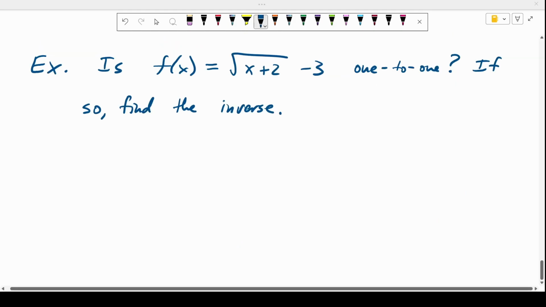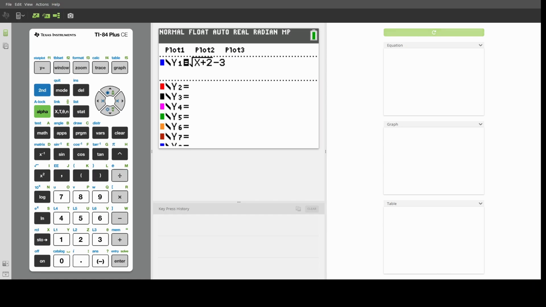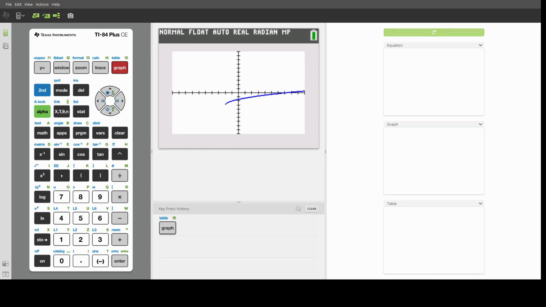Here's another question. Is f of x equals the square root of x plus 2, minus 3, 1 to 1? In other words, does it have an inverse? And if so, find the inverse. Well, I need some sort of idea what this looks like. Now, if I don't know what this looks like, I can use my GDC. So maybe let's do it that way for right now. Okay, so here I have y equals the square root of x plus 2 minus 3. I'm going to graph it, and that's what I get.